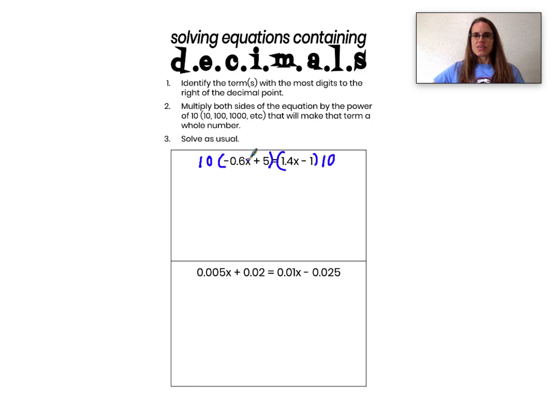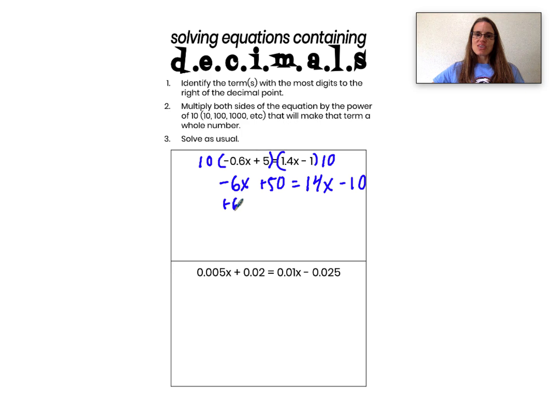So negative 6/10 x times 10. We move the decimal one place to the right. That gives me negative 6x. 5 times 10 is 50. 1 4/10 x times 10. Again, I move the decimal one place to the right. Now I have 14x minus 1 times 10, which is minus 10. Look at this beautiful equation, so much nicer.